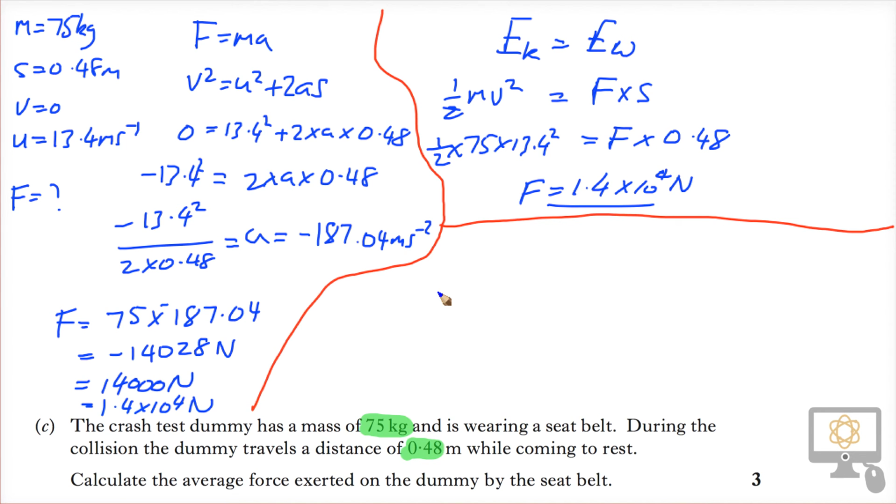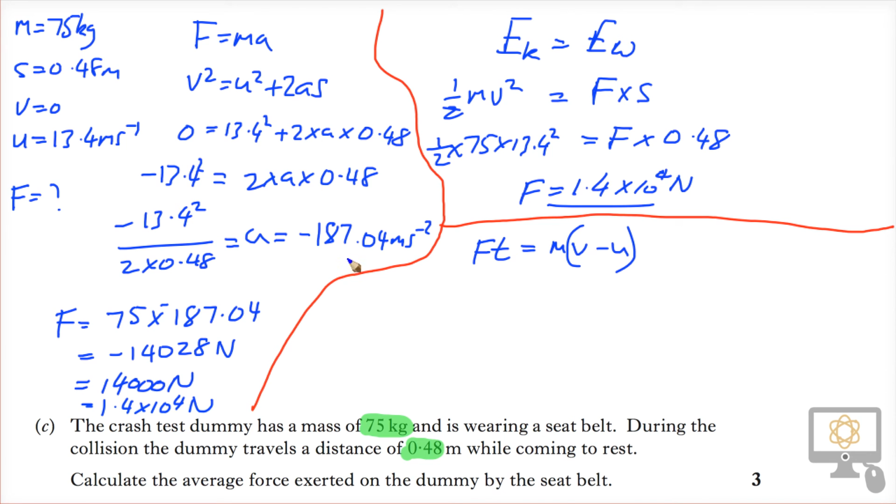In the third method, we can consider the impulse equation, Ft is equal to the change of momentum, mv minus mu. And we know m, the mass of the dummy, we know the final speed 0, we know the initial speed 13.4, but we don't know the time of the collision, and we don't know how long it takes to come to rest.